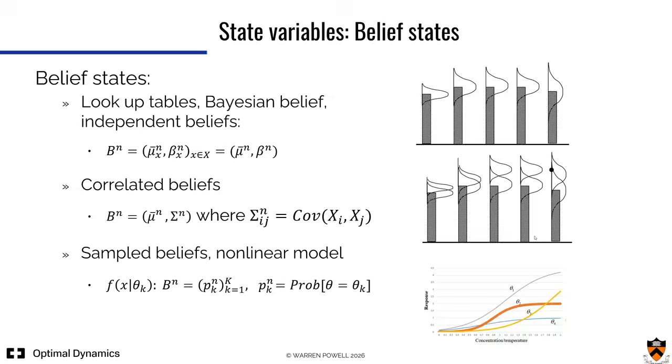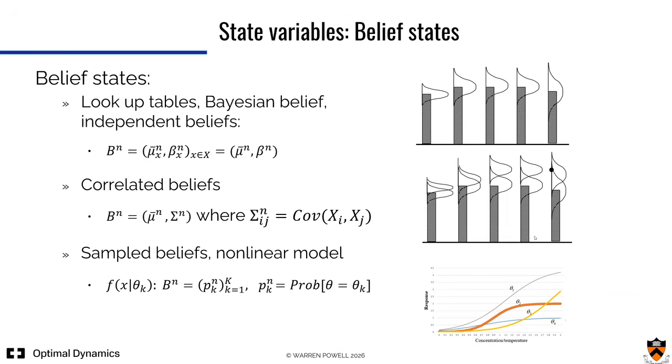Belief state variables. Okay, very briefly. Belief states, we can have lookup tables. That is, for every x, I have a mean and a precision or variance. I can have correlated beliefs where I have a vector of means and a variance covariance matrix. I can have sampled beliefs. So those first two is what I would use in Bayesian belief models. The third one could be a vector of probabilities where I say, hey, I have a set of curves.